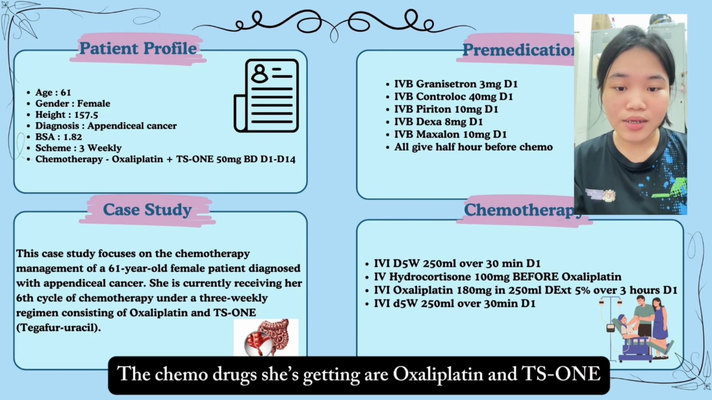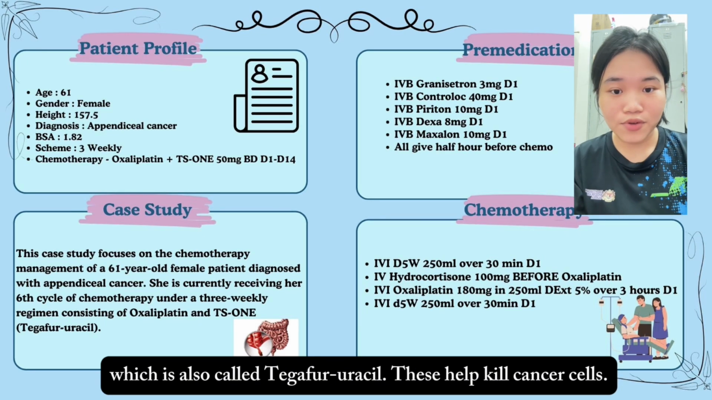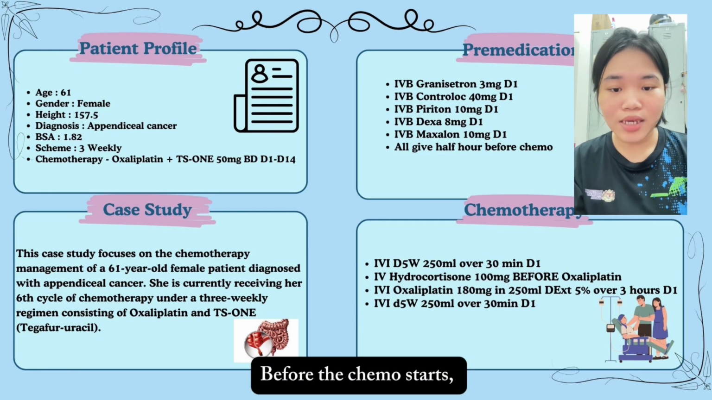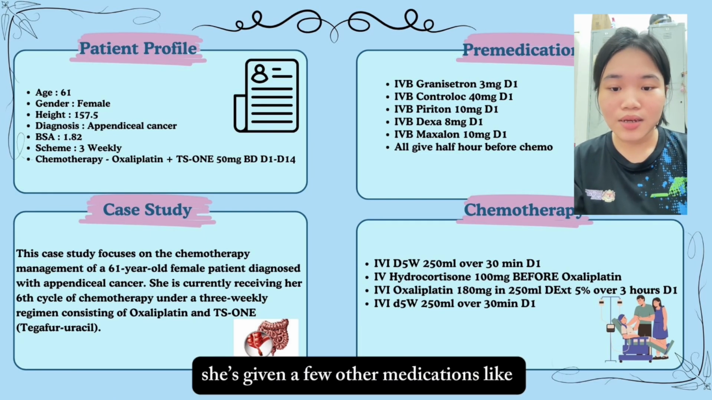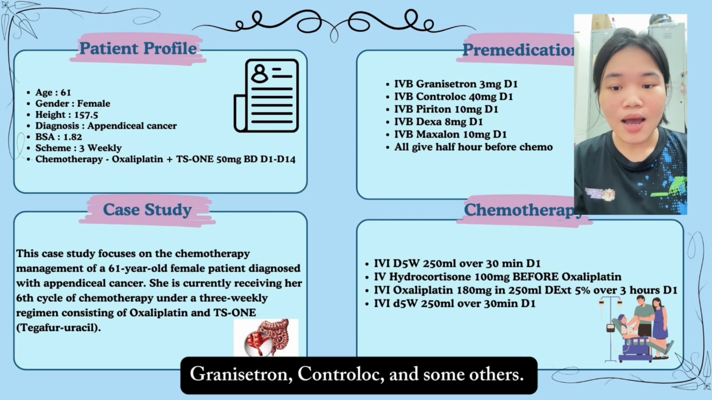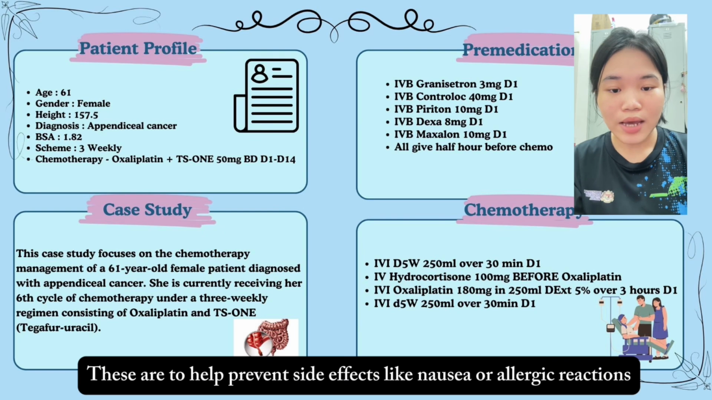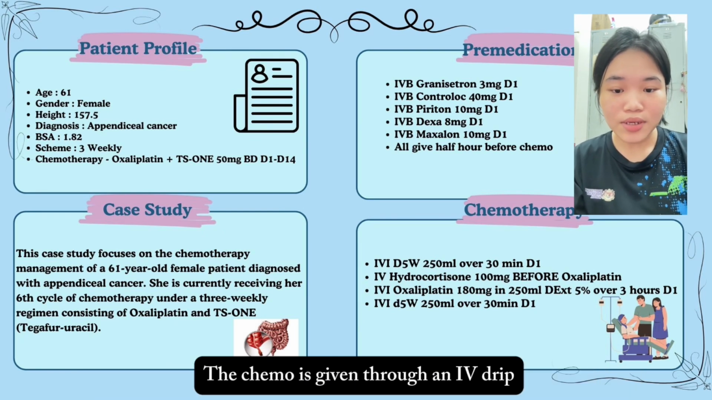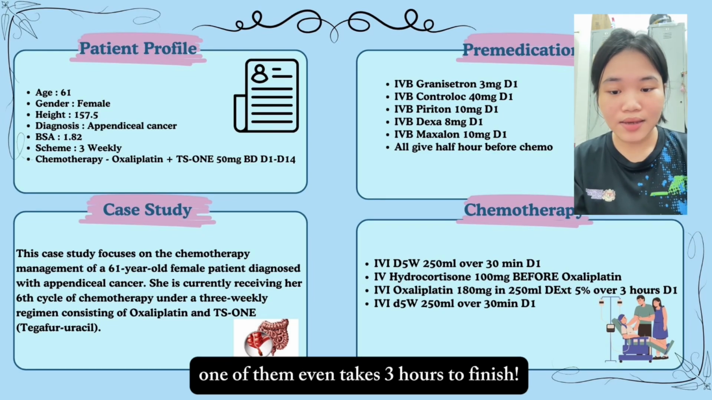The chemo drugs she is getting are oxaliplatin and TS1, which is also called tegafluorouracil. This helps kill cancer cells. Before the chemo starts, she is given a few other medications like granisetron, controlog, and some others. These are to help prevent side effects like nausea or allergic reaction. The chemo is given through an IV drip. One of them even takes 3 hours to finish.